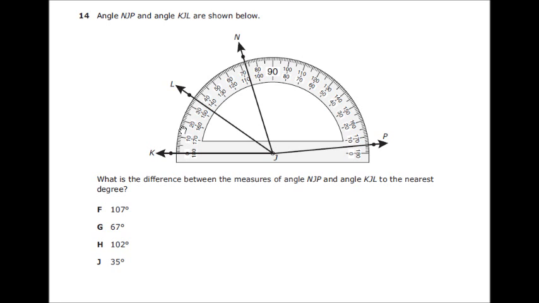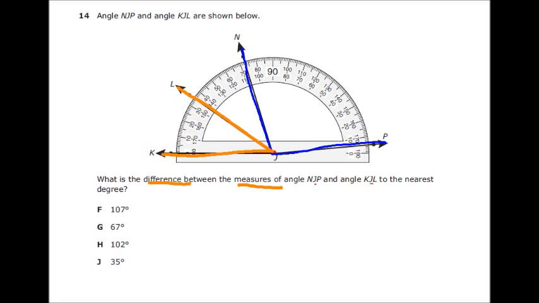Angle NJP and angle KJL are shown below. What's the difference between the measures of angle NJP and angle KJL to the nearest degree? Now please remember that the middle letter here is going to be our vertex, okay? And there's your vertex right there. So we have here angle NJP, so here is N to J, P. We also have KJL. So KJL is going to be right here, K to J to L. And we're looking for the difference between those measures.